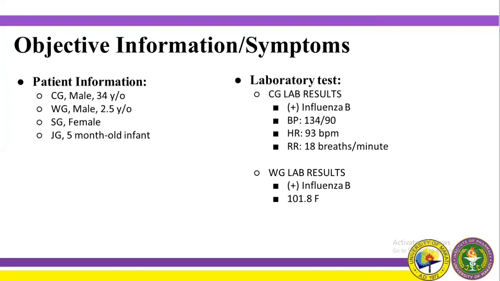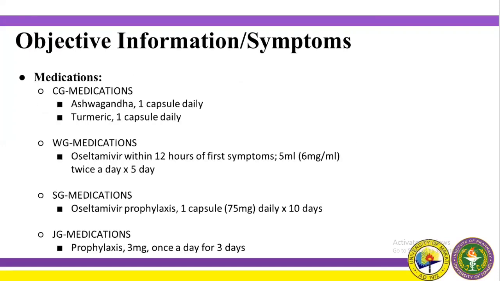For WG lab results, he also tested positive for influenza B, and when he presented to the pediatrician, his temperature was 101.8 Fahrenheit. For the medications, CG's medication includes ashwagandha, 1 capsule a day, and turmeric, 1 capsule a day. For WG, he was given oseltamivir within 12 hours of first symptoms, 5 ml, 6 mg per ml, twice a day for 5 days.